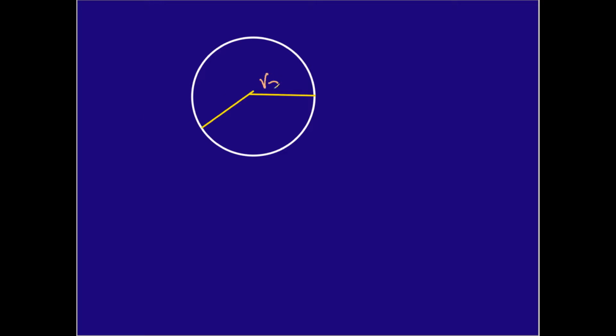Our R here is going to be equal to 10, and the angle here is going to be 215 degrees. We want to find the length starting from this initial side all the way over until we get to the terminal side. And this distance from here to here is what we're trying to calculate. This is our S.